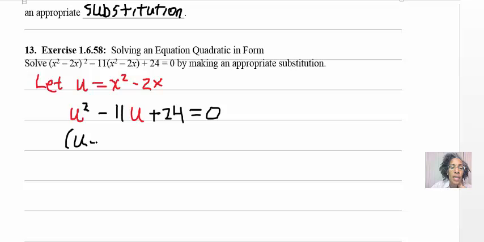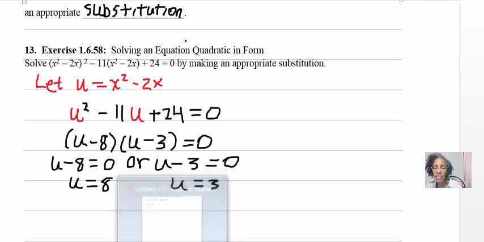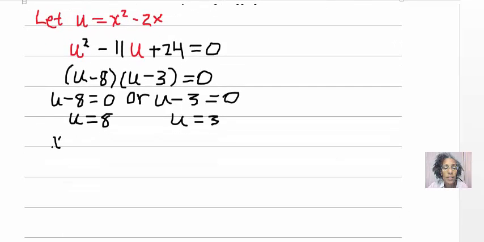And this factors into u minus 8 times u minus 3 equals 0. So either u minus 8 is 0, which means u equals 8, or u minus 3 is 0, which means u equals 3. But what is u? Remember, u is x squared minus 2x. So this is x squared minus 2x equals 8. And if I put that in standard form, x squared minus 2x minus 8 is 0.